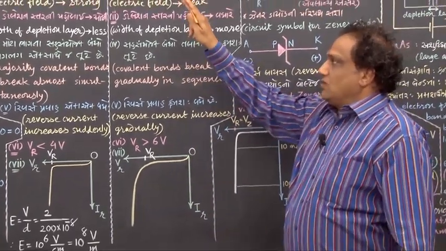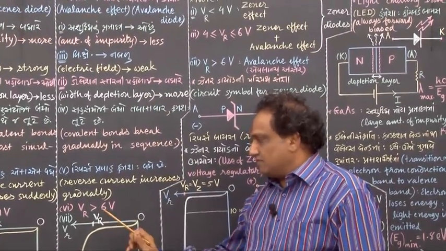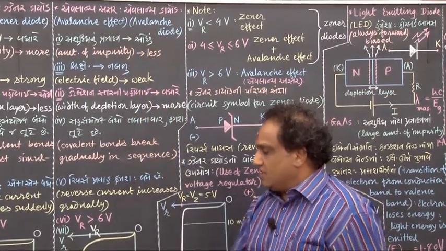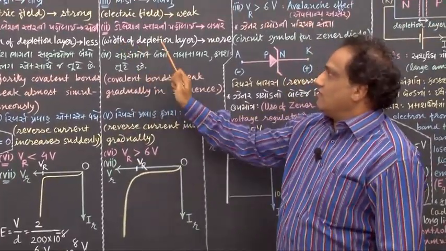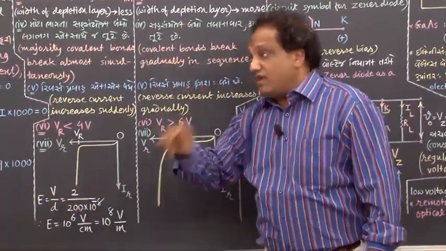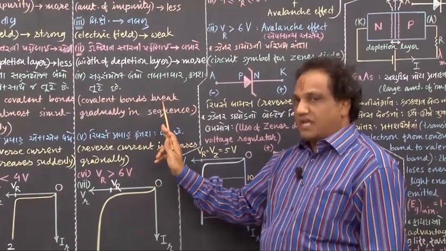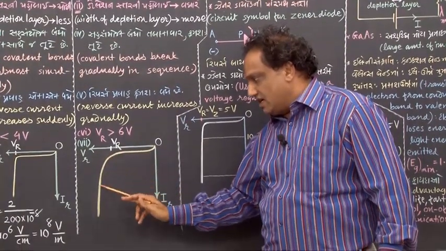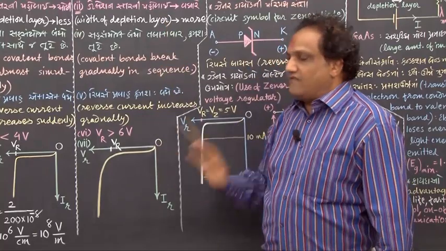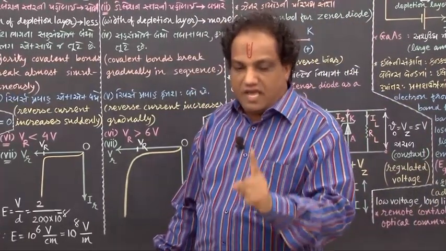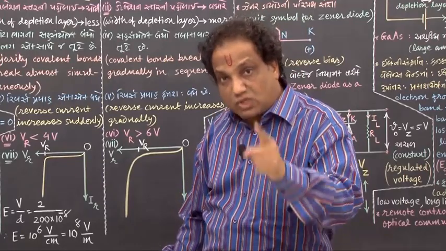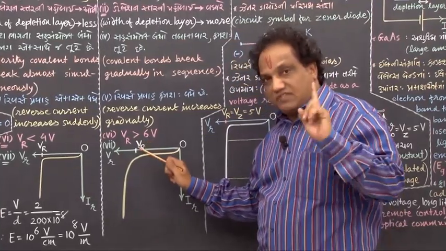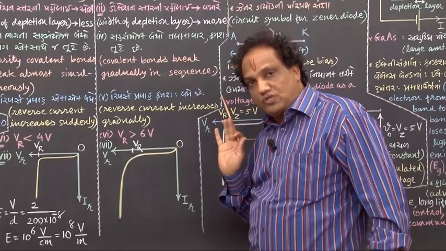Now, just look at these points, let us summarize all the points. Here we have kept the amount of impurity less, and because of less impurity, the width of the depletion layer is more. When the width of the depletion layer is more, the electric field will be weak, and then covalent bonds break gradually in sequence, correct? Giving you a slow increase in the reverse current, correct? This very effect is called avalanche effect, and any PN junction diode in which breakdown occurs through avalanche effect is known as avalanche diode, in which this reverse breakdown voltage is found to be greater than 6 volt. Okay.